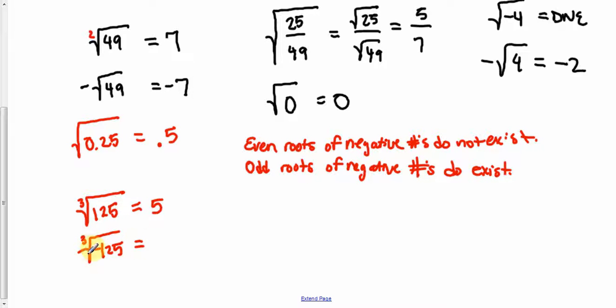If that had been the square root or any even root, 4th root, 6th root, whatever, I couldn't do it. Because when you multiply a negative times itself an even number of times, you're always going to get a positive. But this is an odd root. Negative 5 times negative 5 is positive 25 times another negative 5 makes negative 125, right? So this answer is negative 5.